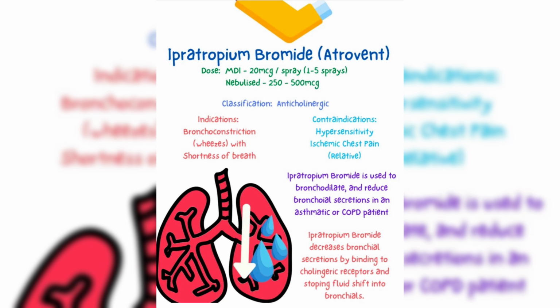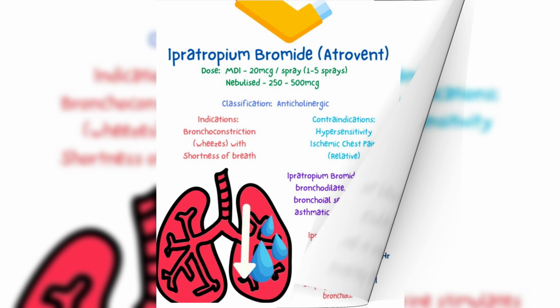Ipratropium bromide is used as a bronchodilator and to reduce bronchial secretions in asthmatic or COPD patients. Mechanism of action: ipratropium bromide decreases bronchial secretions by binding to cholinergic receptors and stopping fluid shift into the bronchioles. Contraindications: 1. Hypersensitivity. 2. Ischemic chest pain.